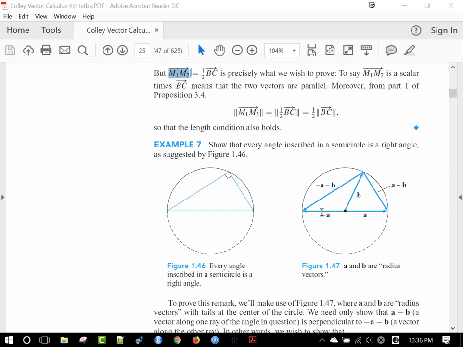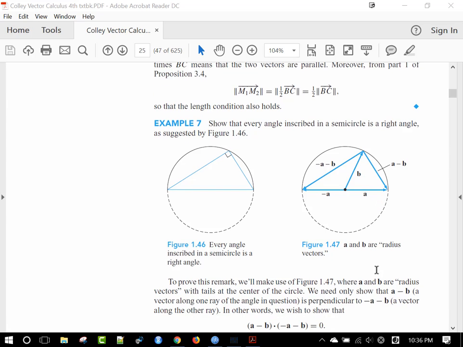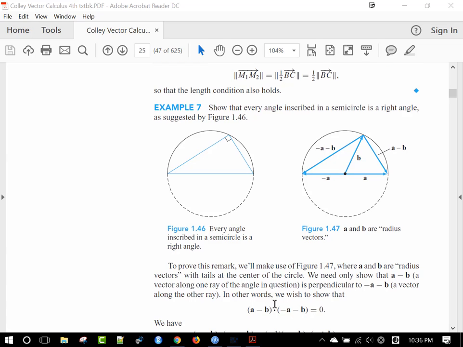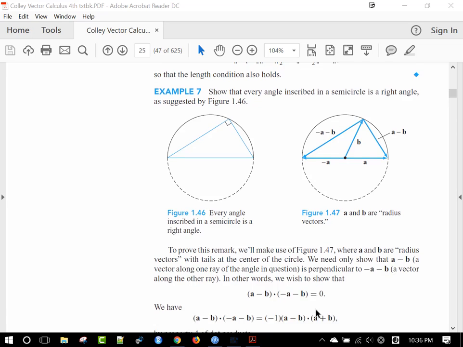All right, now what we want to show is that this is perpendicular to this. But that means we want to show that their dot product is 0. Right? If the dot product is 0, then they're perpendicular. So we need only show that A minus B is perpendicular to this, which means that their dot product is 0.